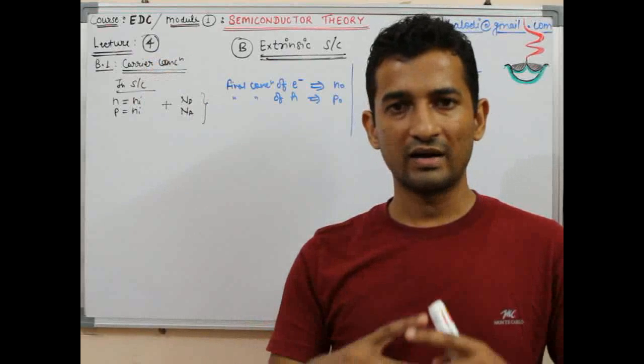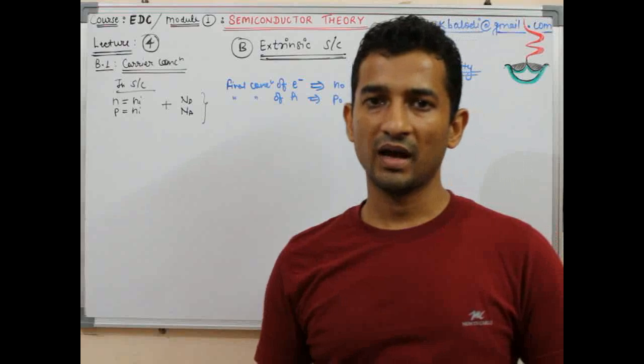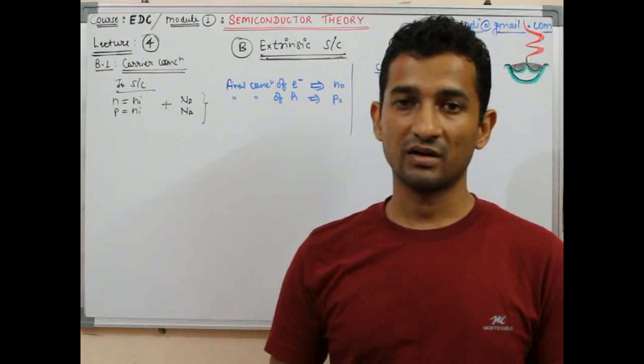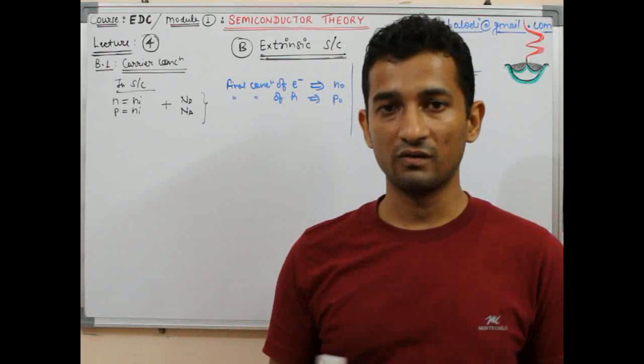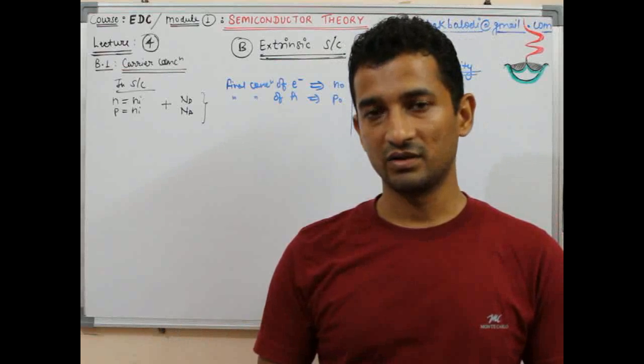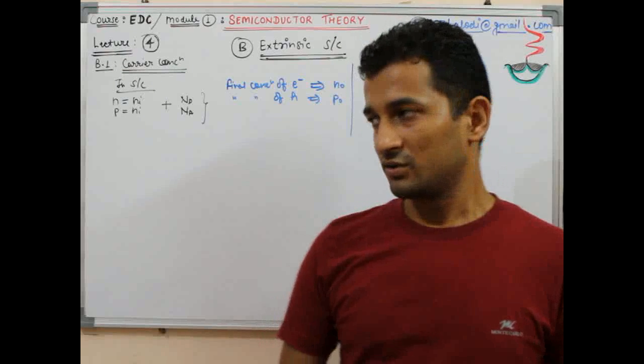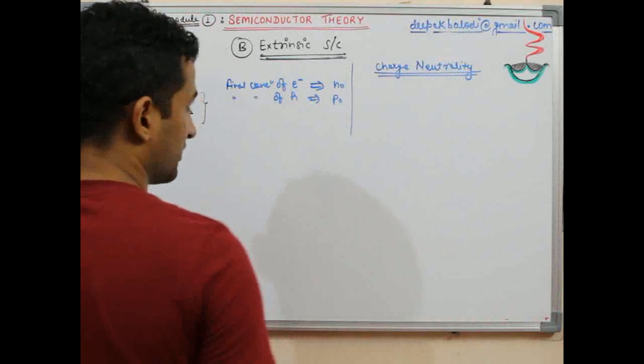So at the end, the n-type and p-type extrinsic semiconductors, individually, are always neutral entities, neutral pieces of semiconductor in totality. Okay, we can utilize this concept here.